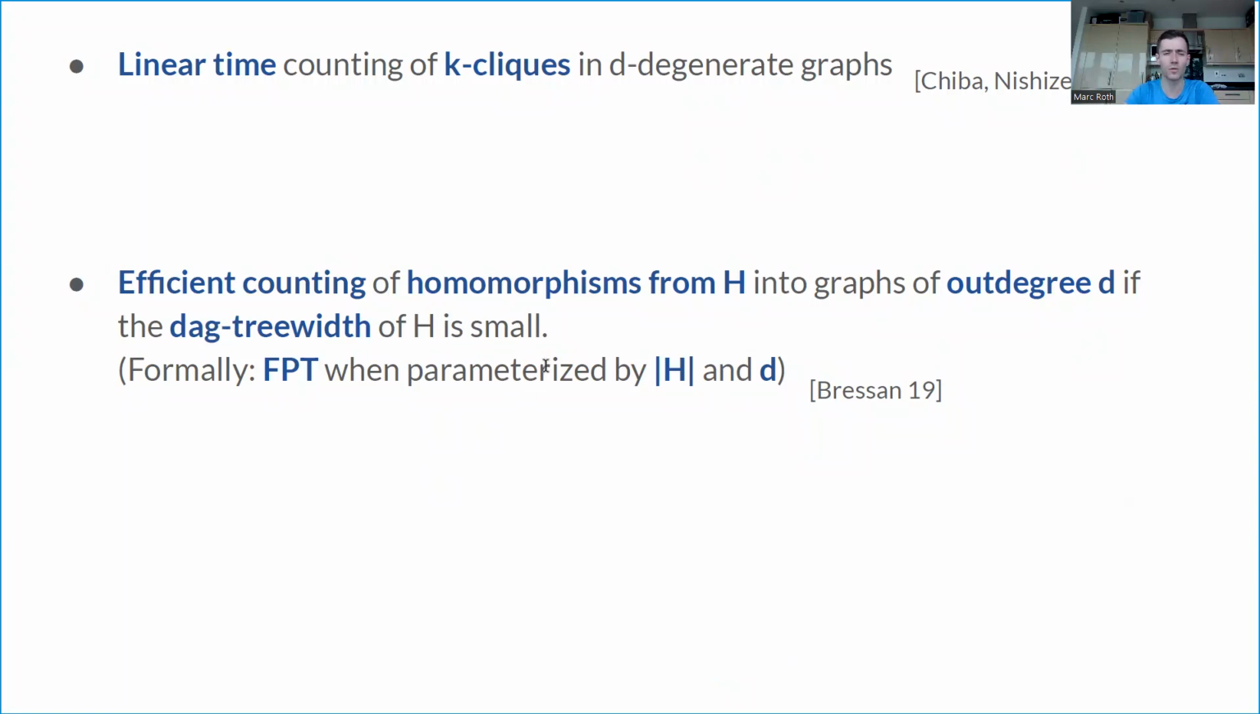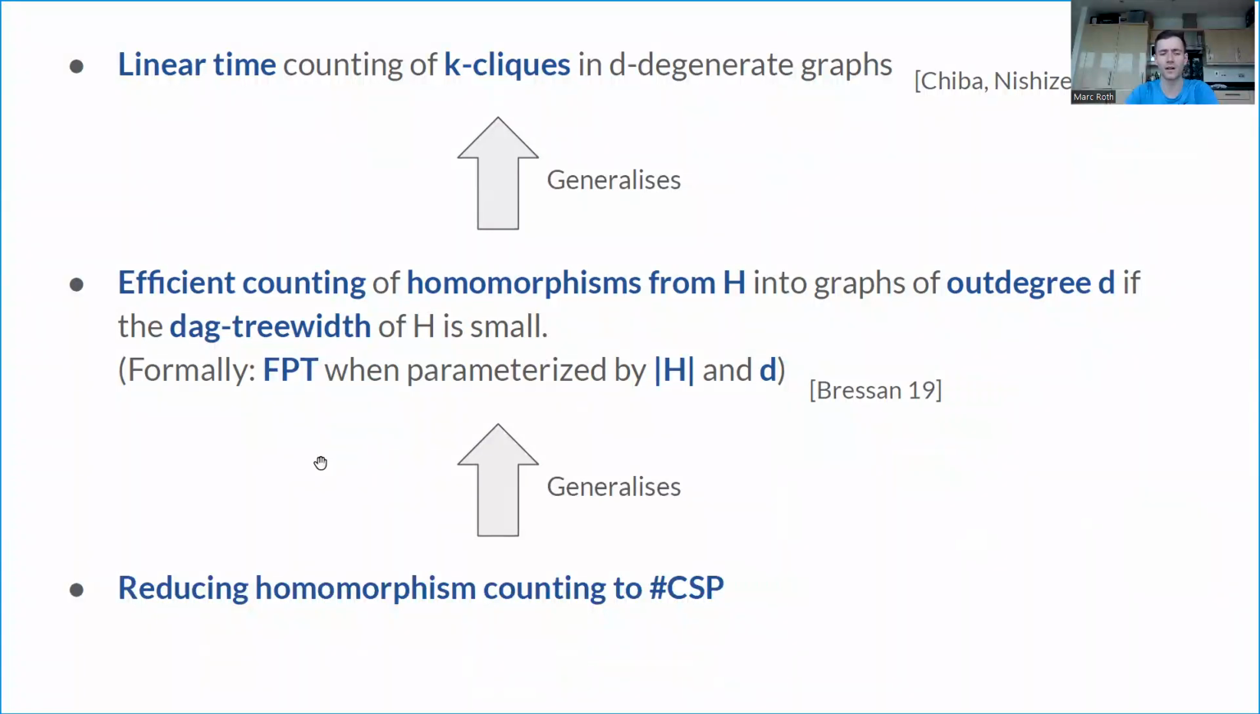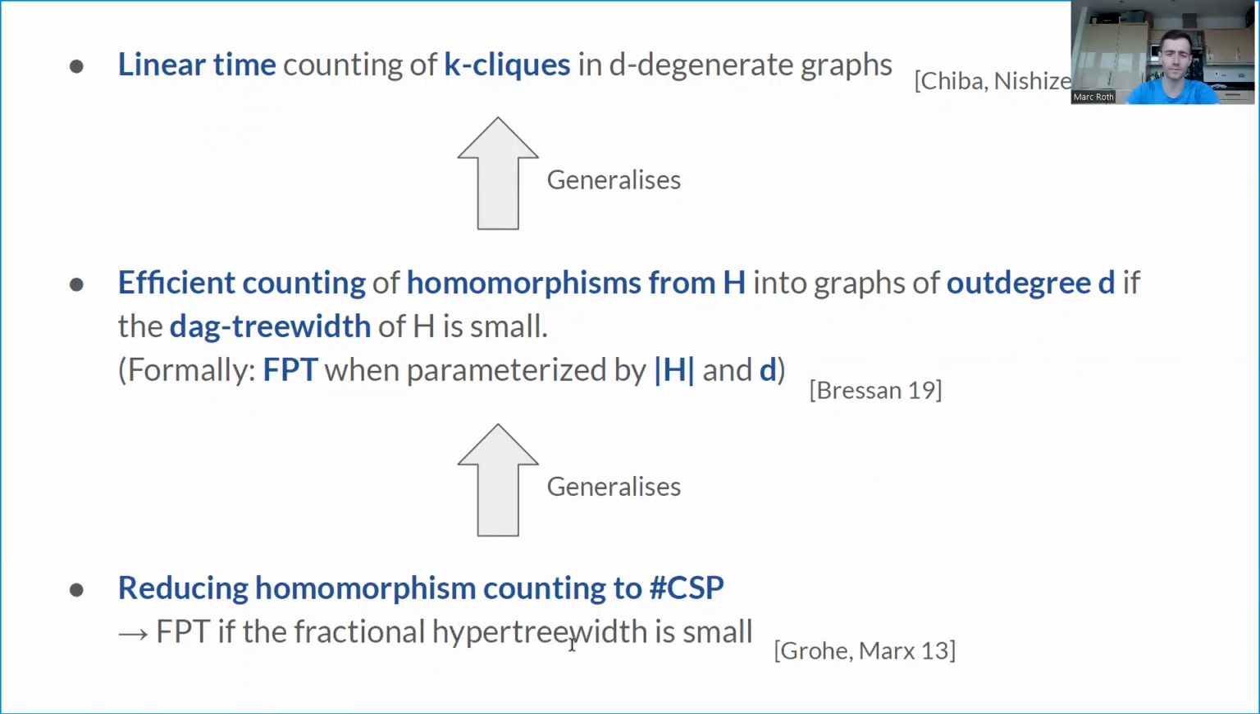And I just want to point out that we found out that reducing the homomorphism counting problem to #CSP and then invoking known results for #CSP is again just the generalization of those two. So in some way, this is the most general way you can think about a homomorphism counting problem in degenerate or in directed graphs. Okay, and now the very nice thing is that counting constraint satisfaction problems are very well understood.